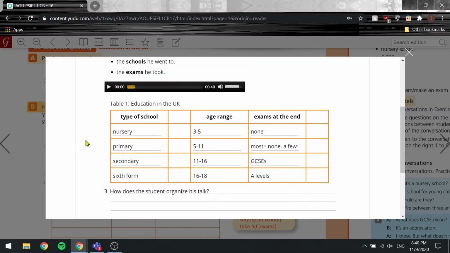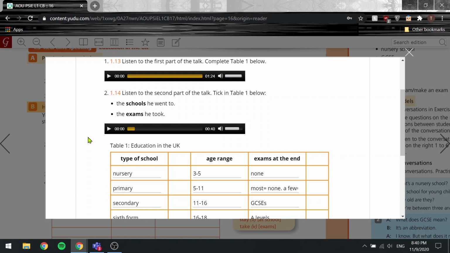Okay, well, let's go to question 3. First of all, we're going to have to listen to the second part of the talk, okay? And we have to tick the schools that the speaker went to and the exams that he took. Okay, so now he's going to talk about things that happened to him, his own experiences. Okay, so get ready and let's go.